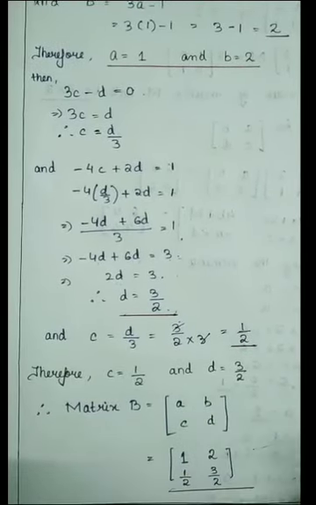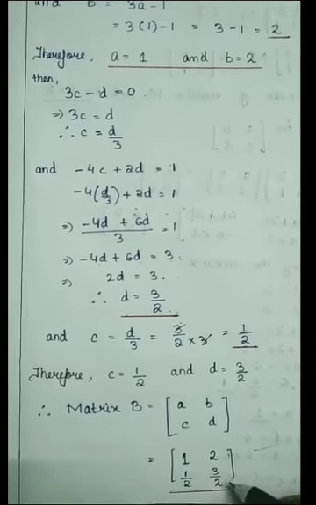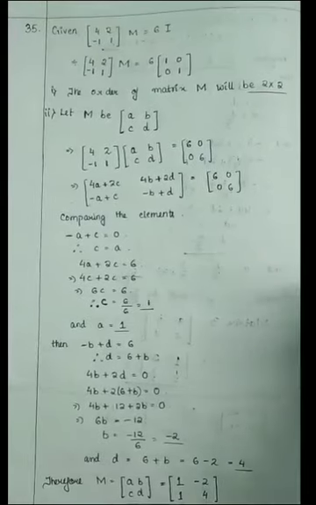Now matrix B, that's our answer, a, b, c, d. We'll put the values, we have got 1, 2, 1 by 2 and 3 by 2. This is your answer.